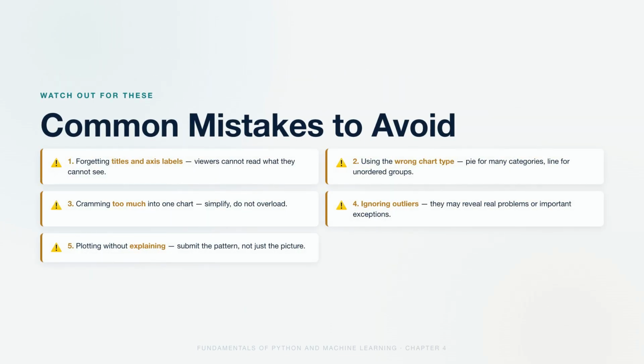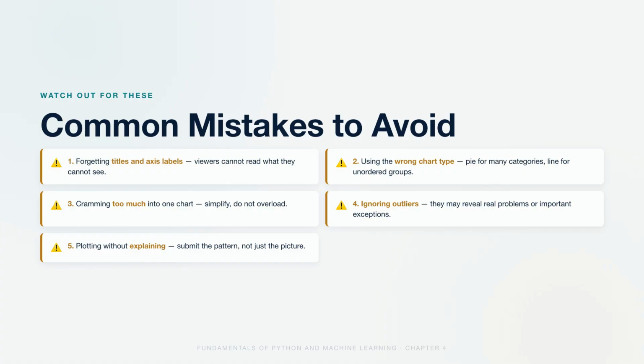Before we finish, let's review some common mistakes we can make with data visualization. The first mistake is forgetting titles and axis labels. A chart should clearly explain what the viewer is seeing. The second mistake is using the wrong chart type. For example, using a pie chart with too many categories can make the chart hard to read. The third mistake is putting too much information into one chart. A chart should simplify the data, not make it confusing.